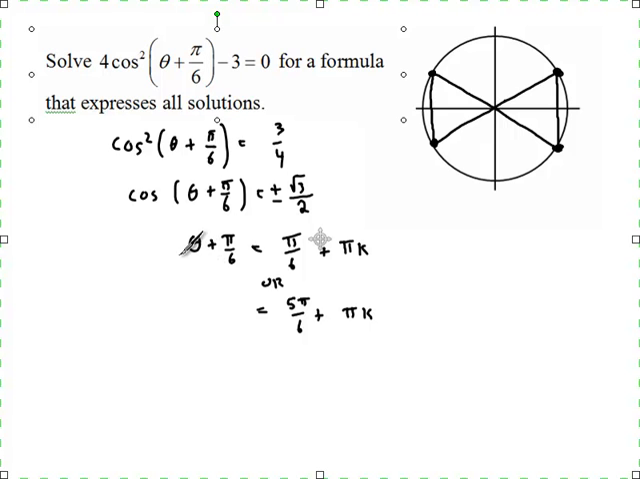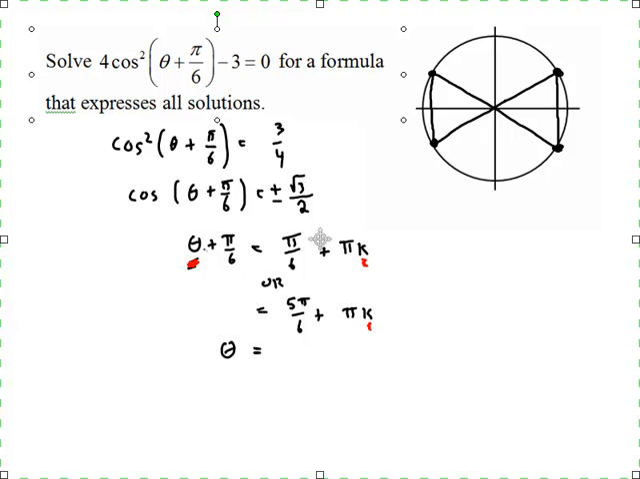So now that I've solved for my argument, the next thing that I want to do is actually solve for the variable, or theta in this case. As I'm doing that, one of the things to keep in mind is that theta and k in these formulas act as variables. Pi over 6, pi over 6, and 5 pi over 6, those are all constants.